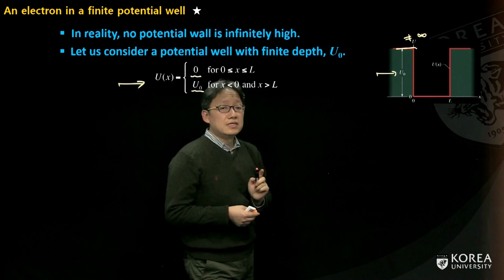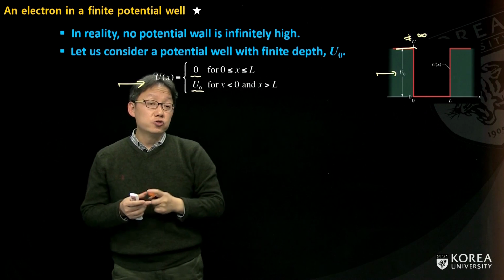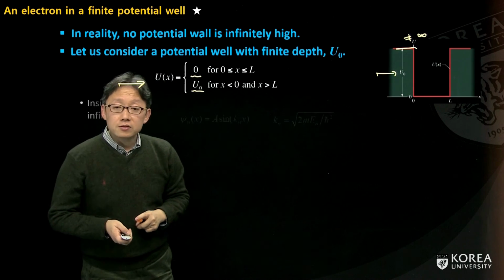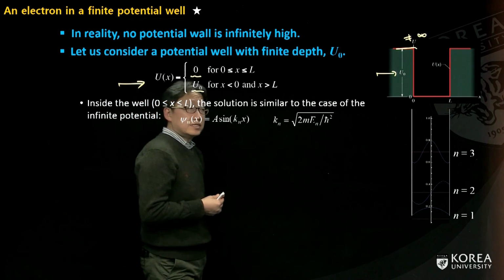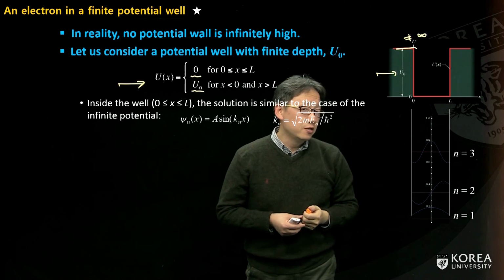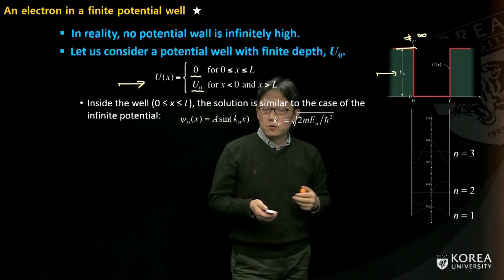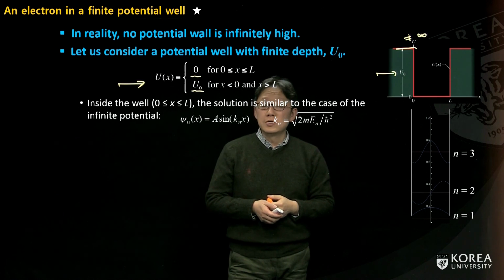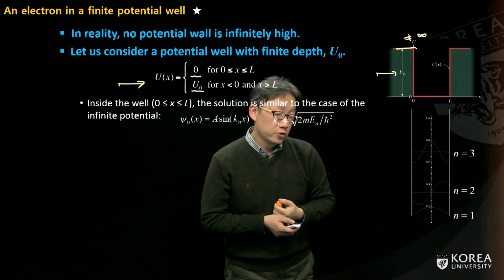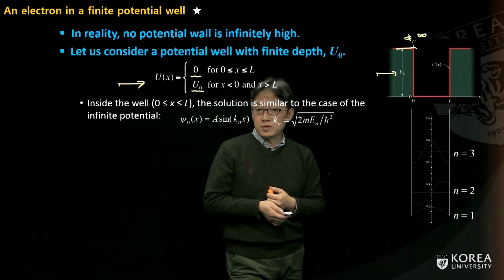Okay, so in that case, try to think about how we can solve the Schrödinger equation and see how the matter wave comes out. The first thing we know is that inside this area, it looks pretty similar to the case of the infinite potential well, so the solution will also look similar. So we have solutions like this, which is pretty much similar to what we learned before.